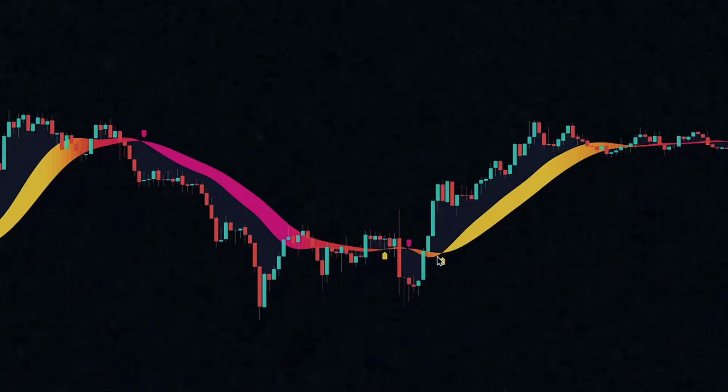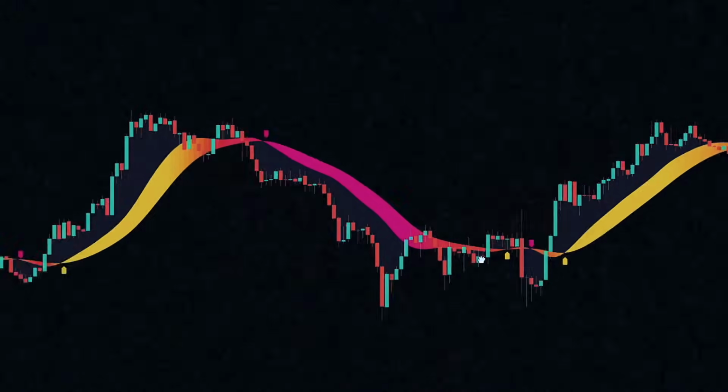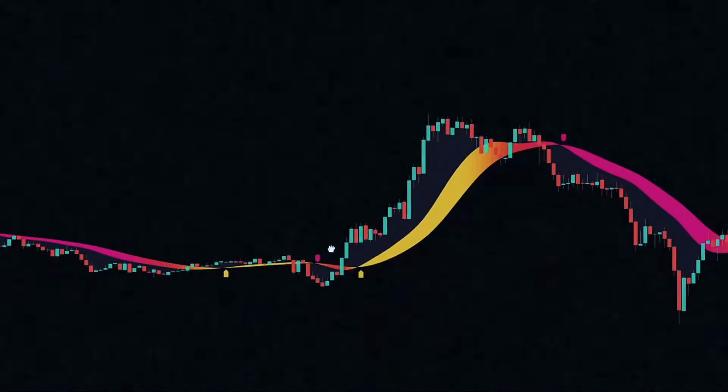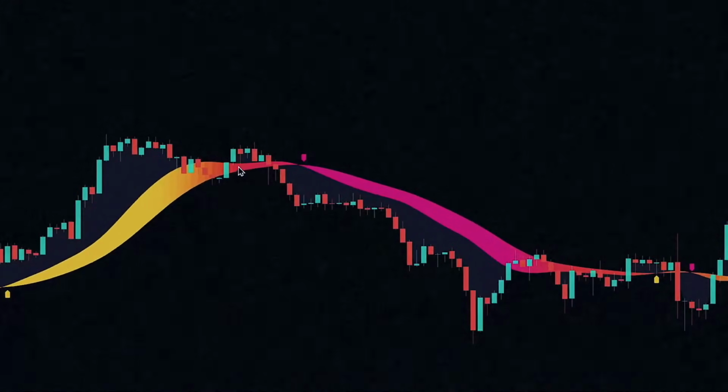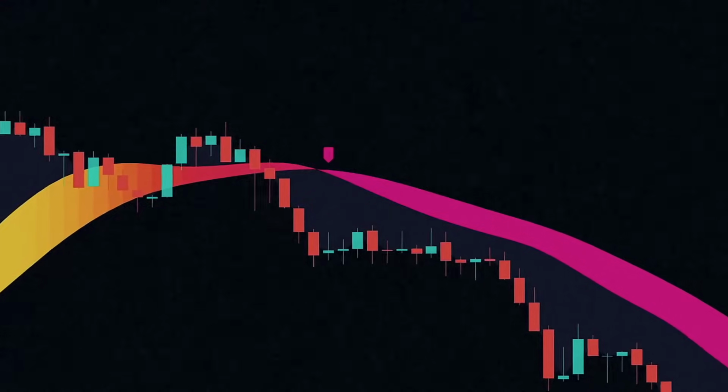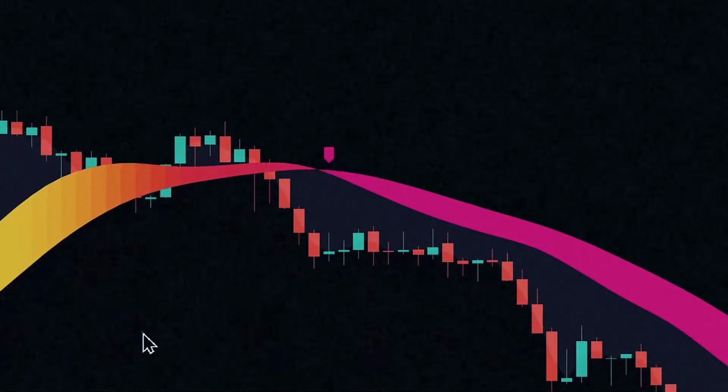For a bullish trend, you might see the ribbon start off more muted, maybe a darker orange or red, and then gradually shift all the way to super bright yellow when momentum really picks up. In a bearish trend, it's the opposite. It starts off muted and then shifts to a brighter, more intense red as the downtrend strengthens.